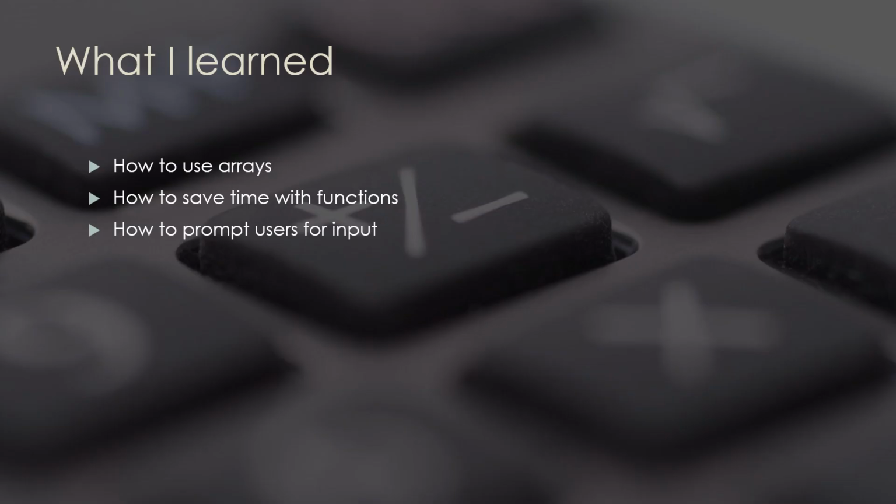So what I learned this semester is how to use arrays, how to save time with functions, and how to prompt users for input. Arrays kind of go together with functions in saving time, so as to not repeat yourself when making variables over and over again, and so that you don't end up with spaghetti code and a bunch of repeating sections of code. And how to prompt users for input, so simply asking the user to type something in and then making the computer do something with that information.